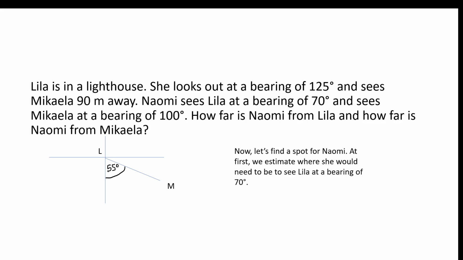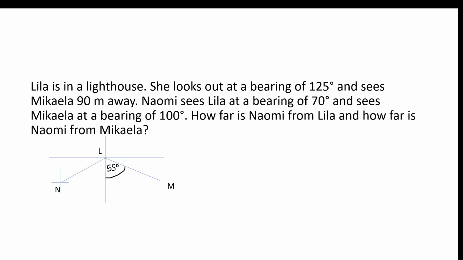Now we're going to find a spot for Naomi. At first, we'll estimate where she would need to be to see Lila at the bearing of 70 degrees. Maybe she's right there. Since we established early that 0 degrees is straight up and we count positive clockwise, we have to do the same for Naomi. So Naomi is down here. If she rotates from looking straight up about 70 degrees, she sees Lila. So far we have a good spot for Naomi.